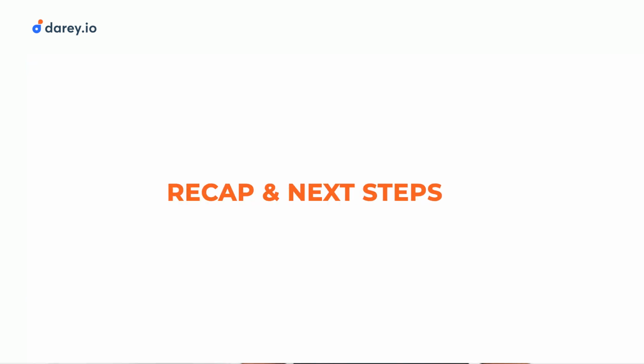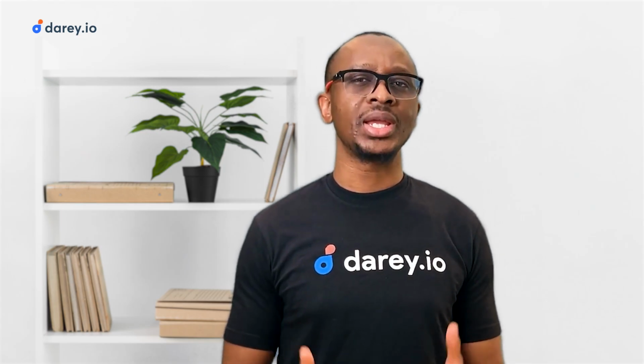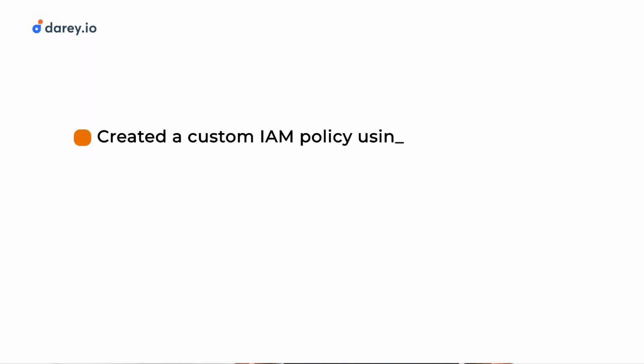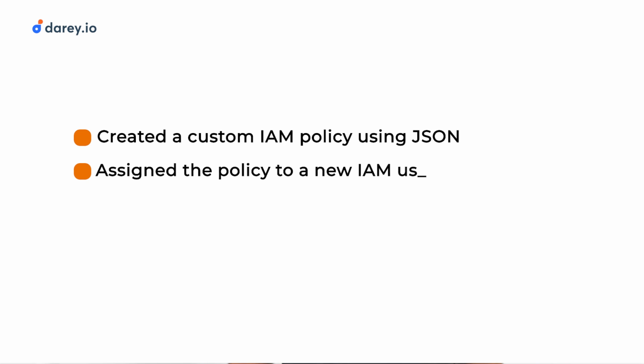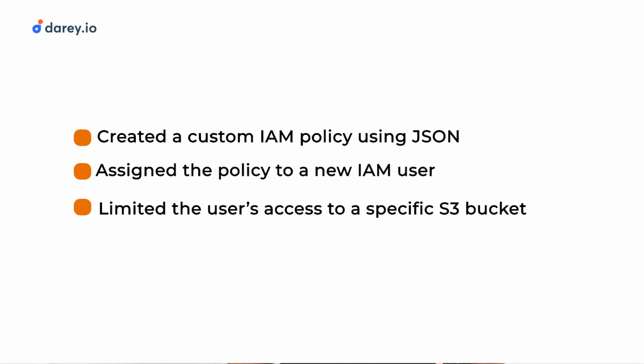Recap and next steps. In this video, we created a custom IAM policy using JSON. Assigned the policy to a new IAM user. Limited the user's access to a specific S3 bucket.